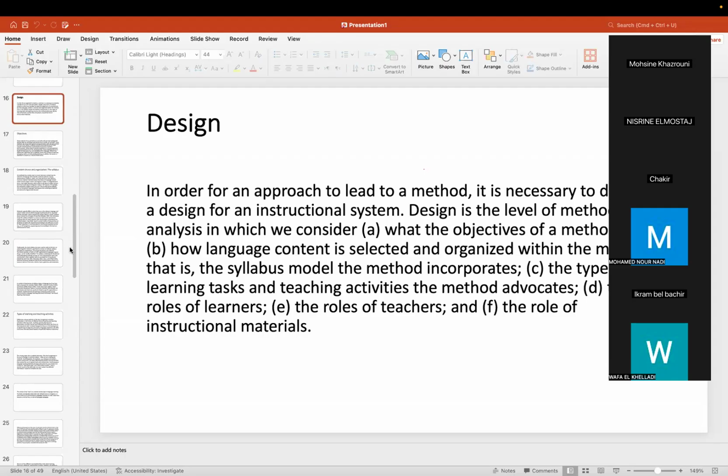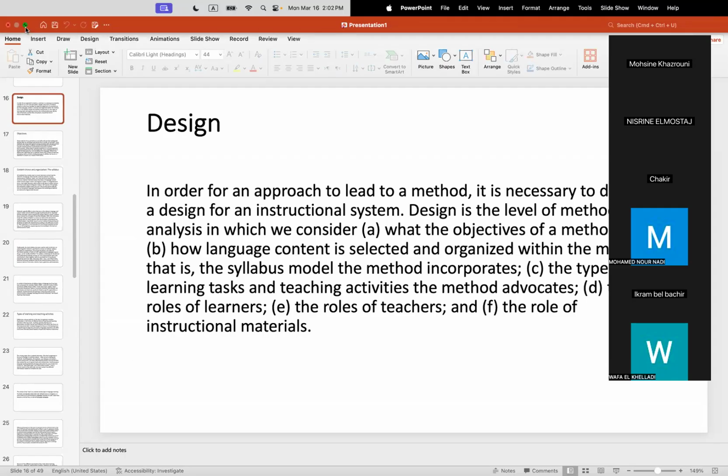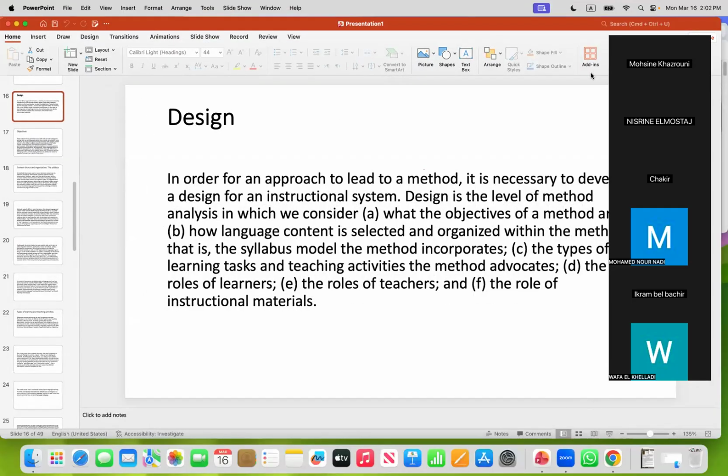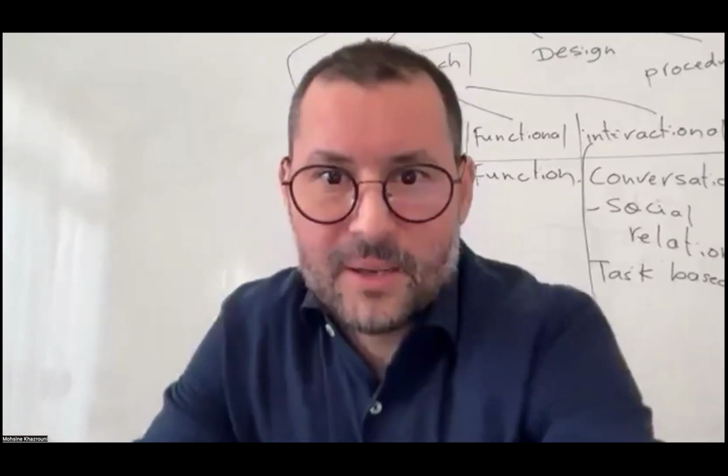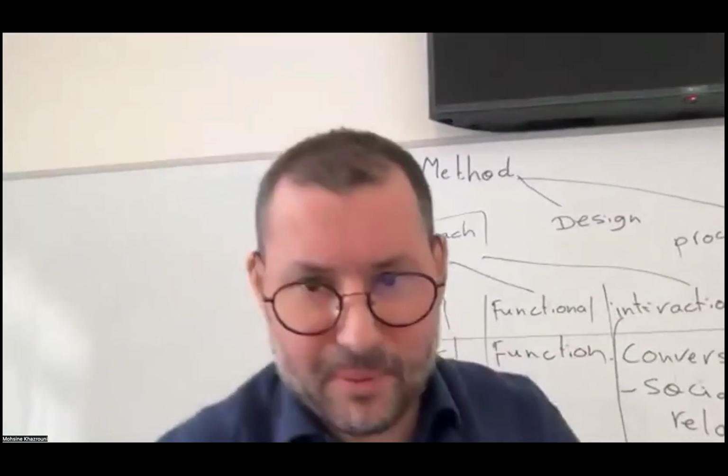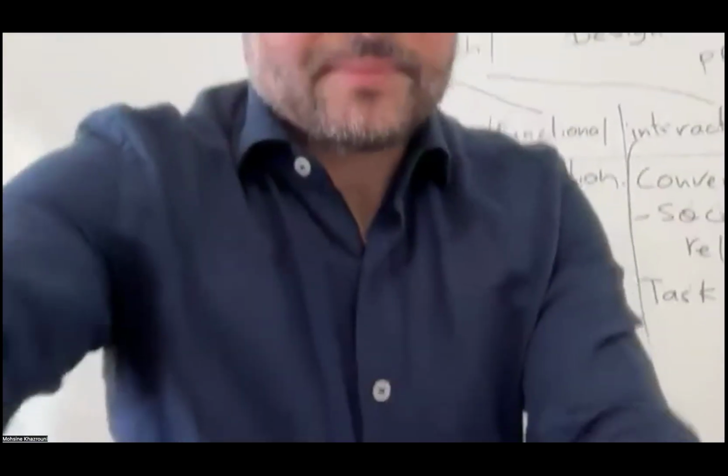Nisreen, can you see the slide? Yes. Because I have to explain something before trying to read from the slides. Stop sharing, and then I'm going to use the camera. Nisreen, I will explain something before explaining the slides.